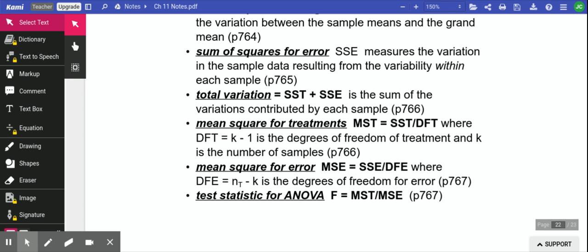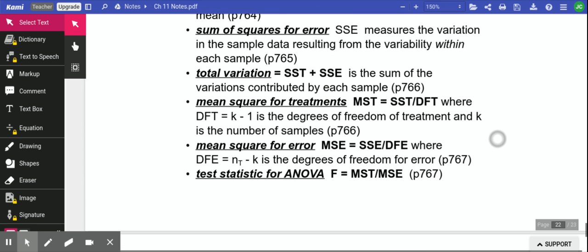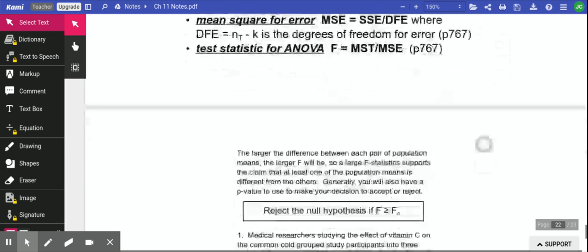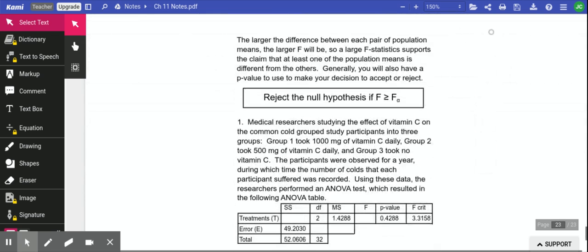You don't need to know all of those things. A lot of them are on your yellow formula sheet. We just need to be able to read and understand an ANOVA table, which is what we're getting to next. So the larger the difference between each pair of population means, the larger our F value is going to be. So a large F statistic supports that one of the population means is different.